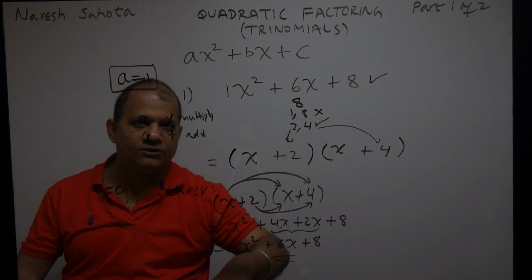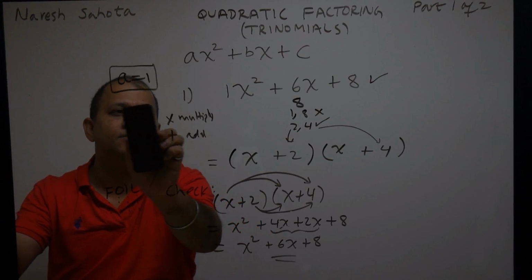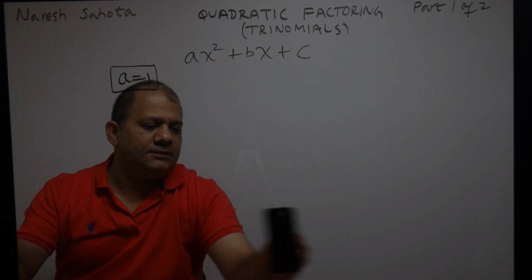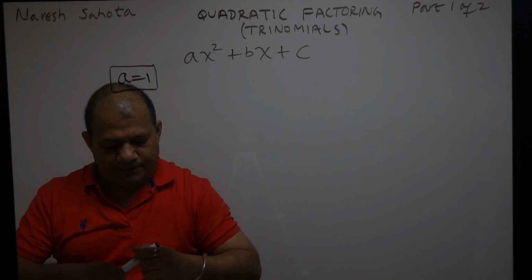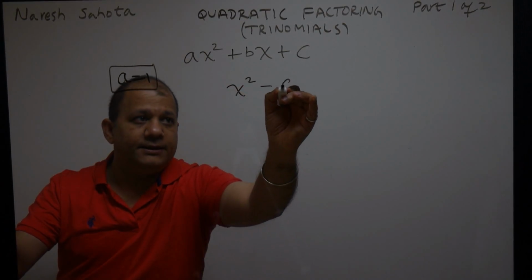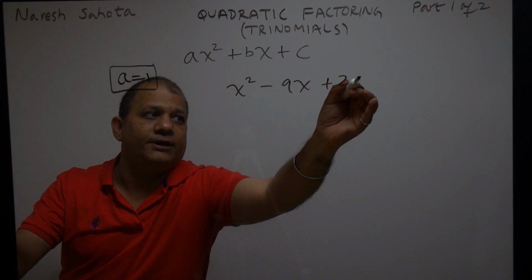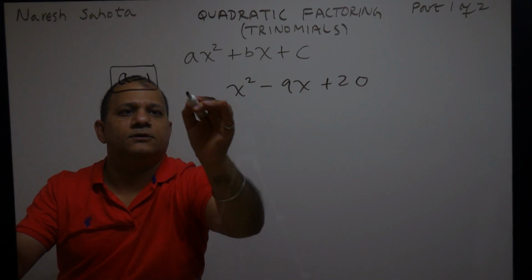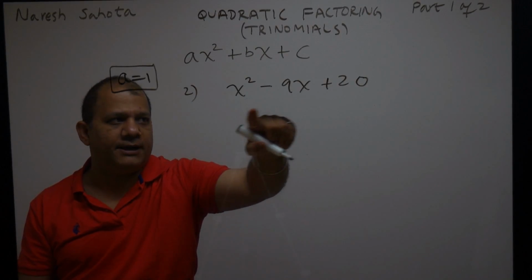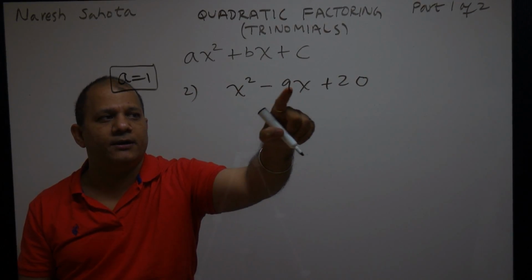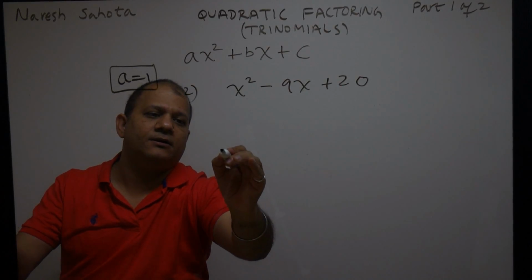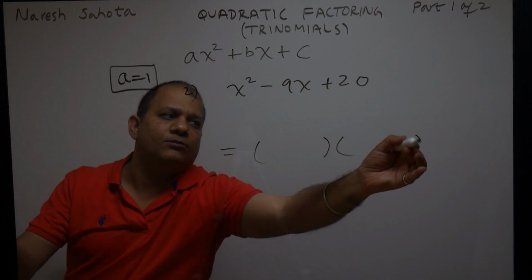Okay, so now let's look at the second example. Second example, x squared minus 9x plus 20. So that's our second example. Notice it's a trinomial, right? And it's quadratic: x squared, the x term, and then the constant term. So when we factor, we want to make two sets of brackets.